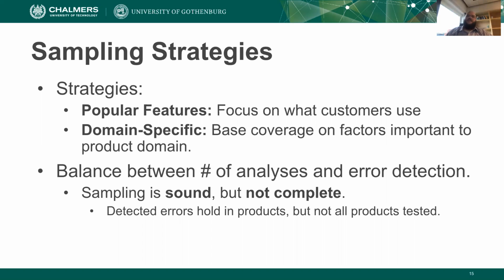Now, these sampling strategies are sound. If they detect a problem, it's always a problem, regardless of the concrete product that you derive. But they're not complete, because you haven't tried every combination of features. You haven't tried every single possible concrete product. Since we're not looking at all products, we might miss errors. We can't establish guarantees for the entire product line, but when we find an error, we're sure it's actually an error, so it's a starting point.